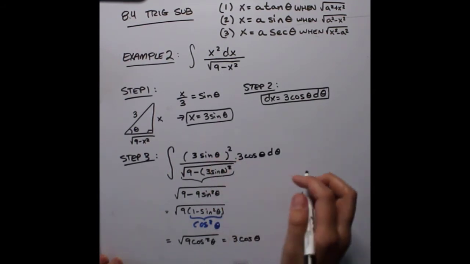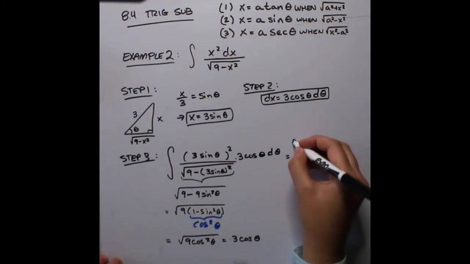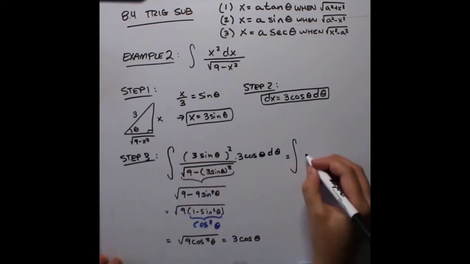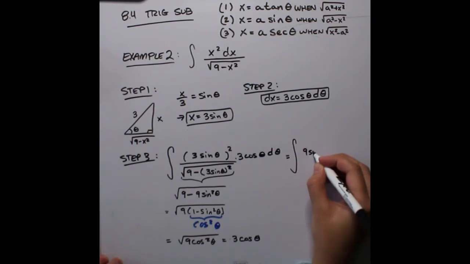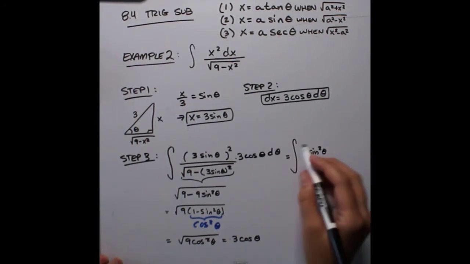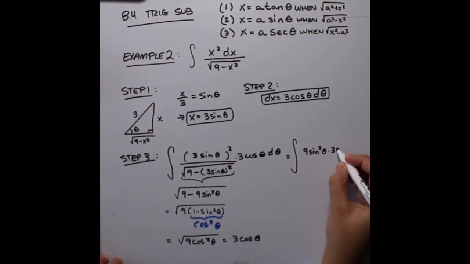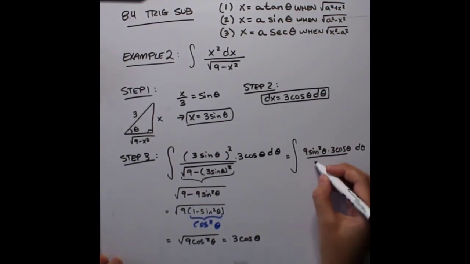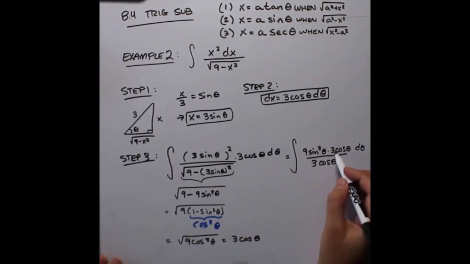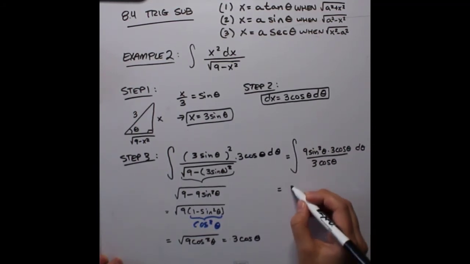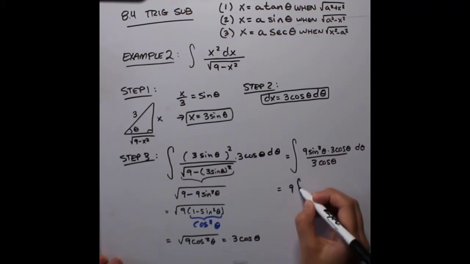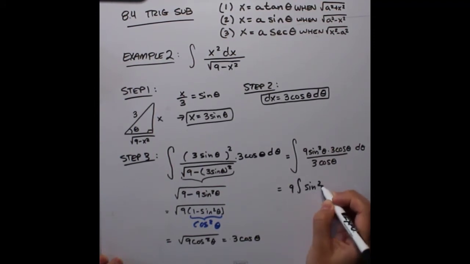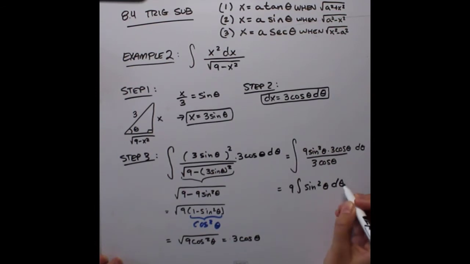Okay, so let's keep going. Let's make this look better now, the whole thing. So this is the integral of, let's square the top. This is 9 sine squared theta times the 3 cosine theta from the back. The d theta is all the way back there. Over the whole denominator, which just became 3 cosine theta. And so keep simplifying. This 3 cosine theta divides out with this one on the bottom, and we end up with, I'm going to factor out that 9 to the front, 9 sine squared theta d theta.